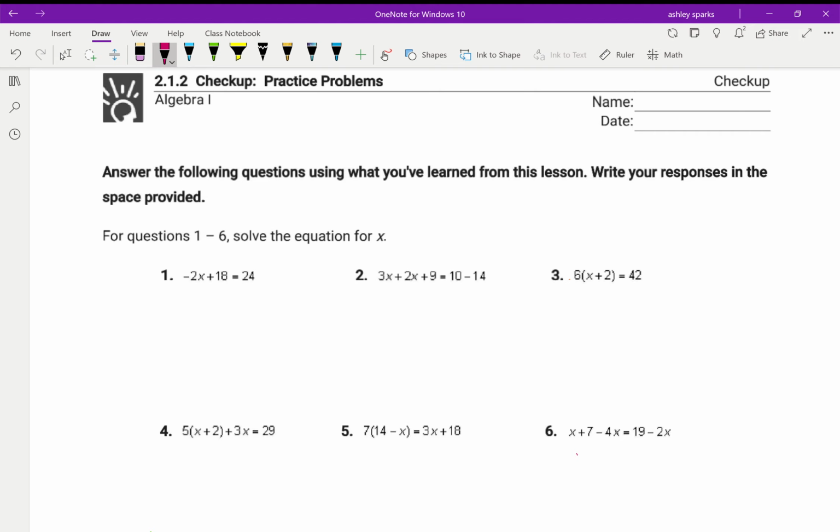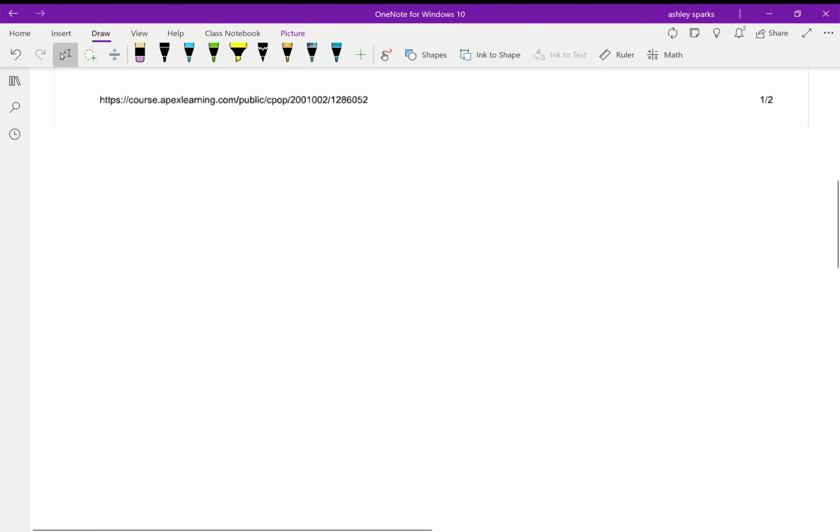So today we're going to go over checkpoint 2.1.2. This checkpoint is all about multi-step equations. Hopefully there's some review in here for you. So our first type of problem is a simple two-step equation.